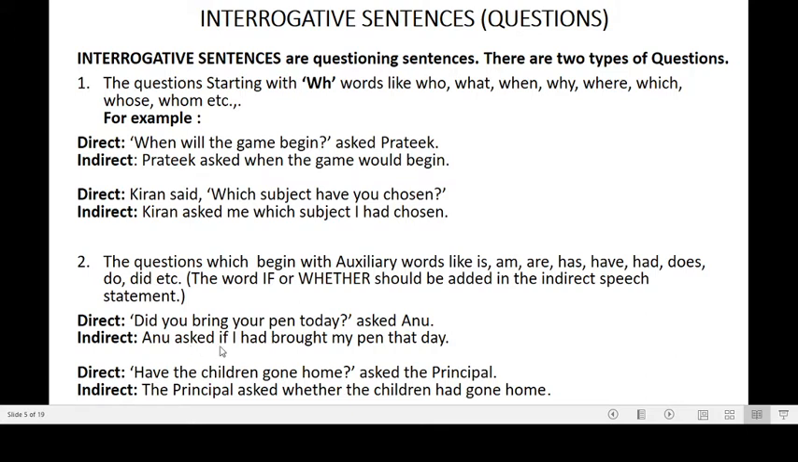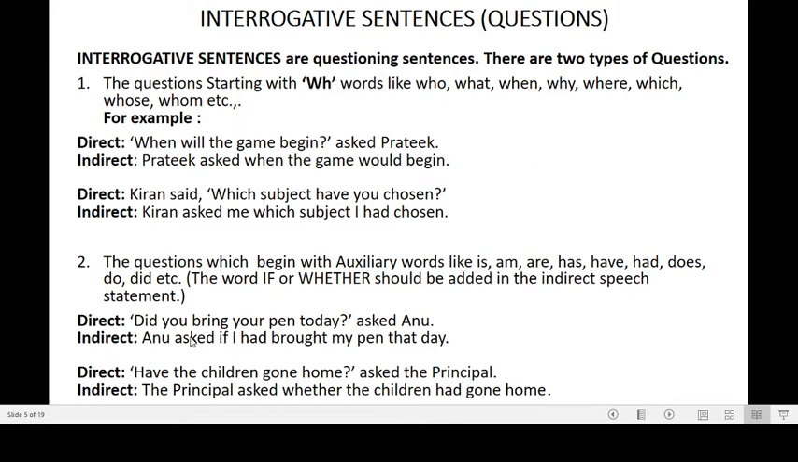Anu asked, see we have added the word if here. Anu asked if, you takes the first place here, you is changed into the pronoun I, and did is the helping verb here, in simple past tense. Did changes into had plus the past participle form of the verb. Here bring is the verb, so the past participle form brought is used. So: if I had brought my pen. Today is changed into that day. So this simple past tense sentence is changed into past perfect tense.